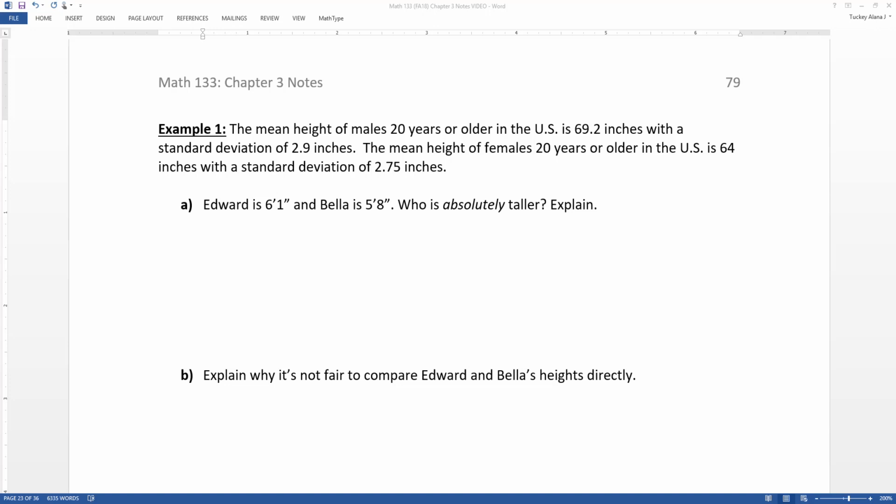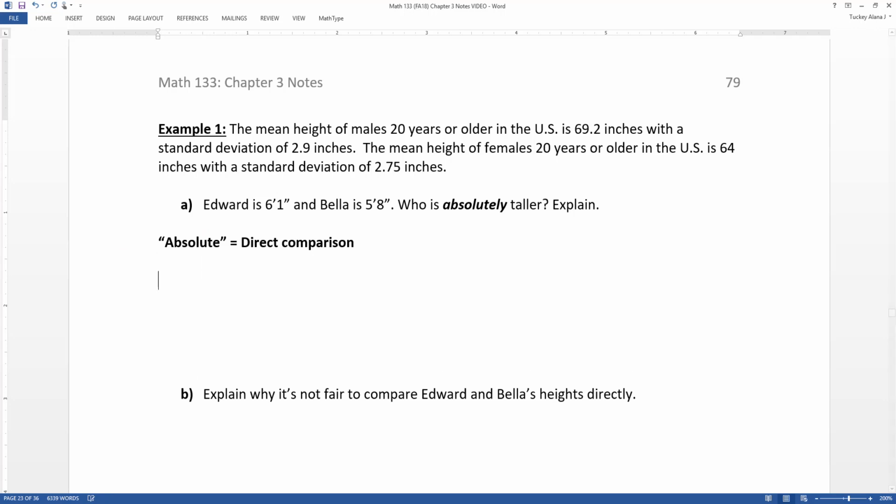Who is absolutely taller? All right, absolute means you're going to compare them directly to each other. So absolute means direct comparison. Well, obviously he's taller. He's 6 foot 1, she's only 5 foot 8. So if you put them next to each other, he will be taller. He'll be taller by several inches, by 5 inches to be precise. So Edward is taller.